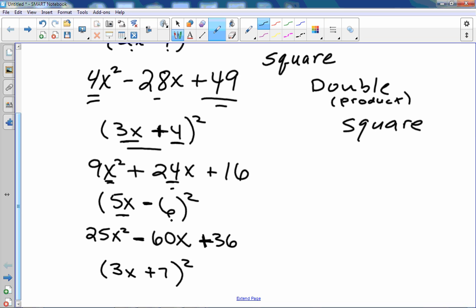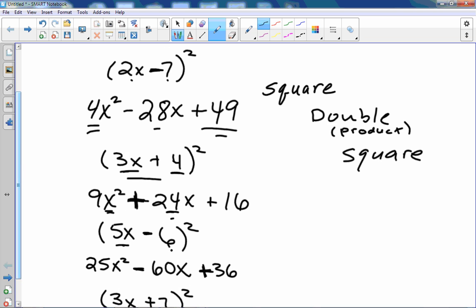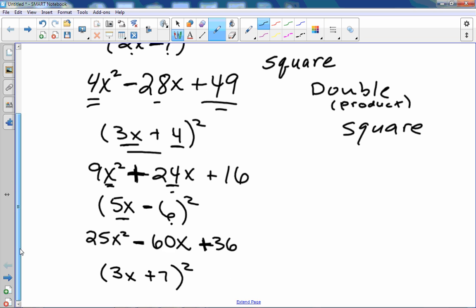Just the way, oh, I messed up on this one. It should have been negative. Sorry about that. I was looking at the wrong one. That was positive. I was looking at the previous problem. All right, that's right. So that was minus. That one's going to be minus.